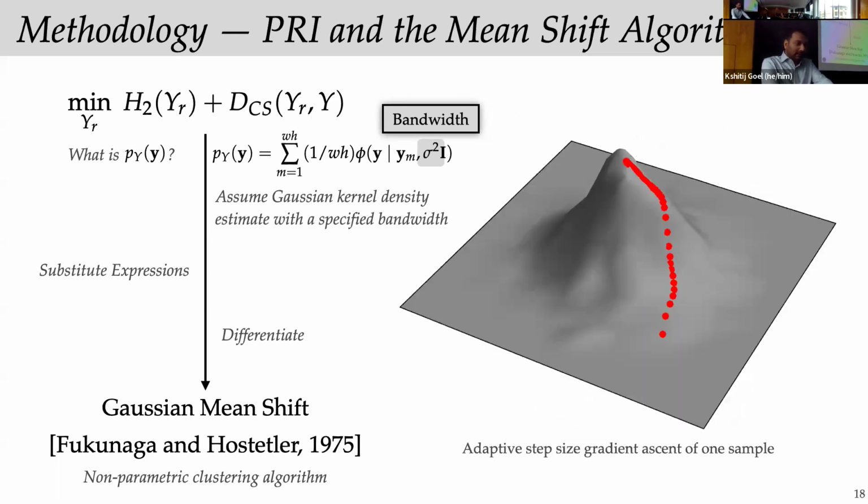If we focus on one sample, in this case such as this red dot, and trace out the trajectory it takes while going through the mean shift algorithm, it turns out that this is an adaptive gradient ascent algorithm. And the nice feature about this algorithm is that we do not have to set a fixed step size, which allows this algorithm to be quite general in application.